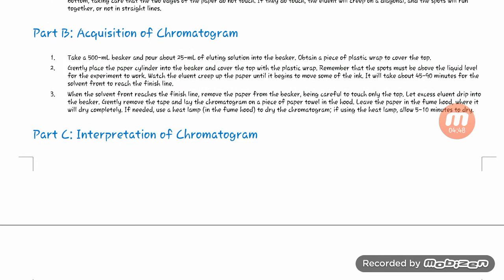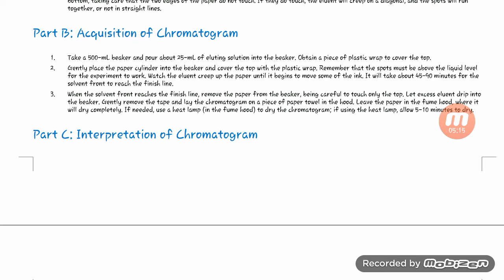Take a 500 ml beaker and pour about 25 ml of solution into the beaker. Obtain a piece of plastic wrap to cover the top. Gently place the paper cylinder into the beaker and cover the top with the plastic wrap. Remember that the spots must be above the liquid level.